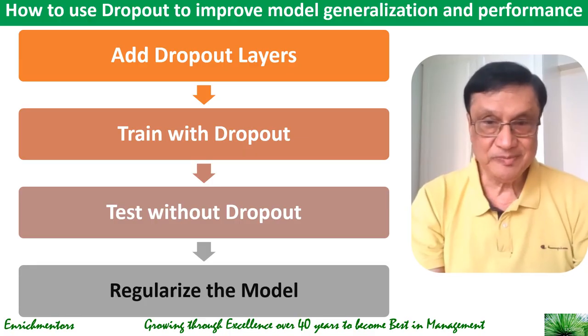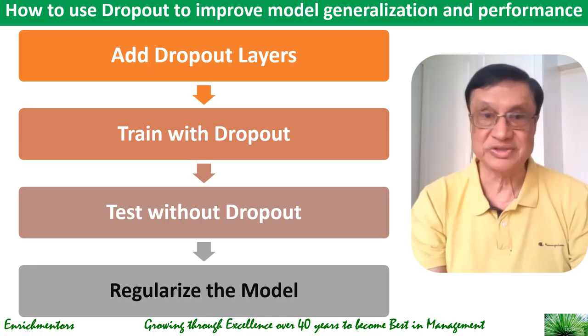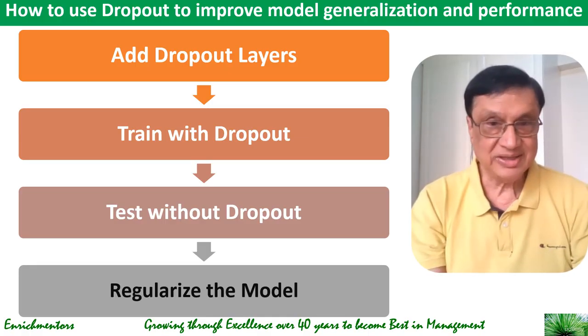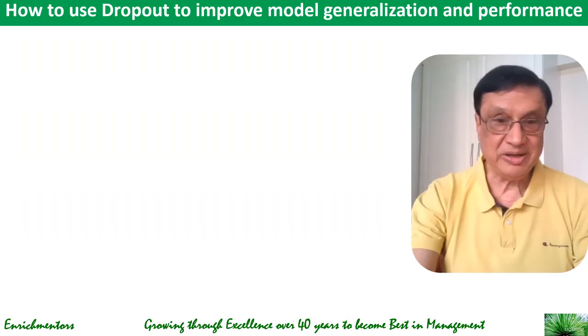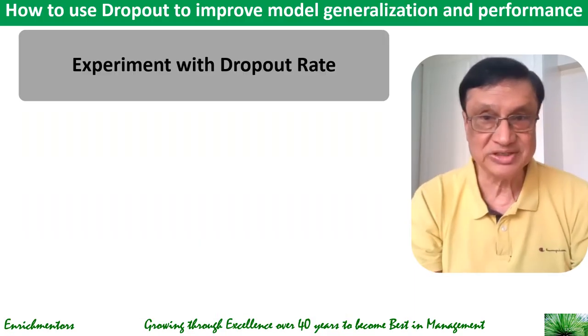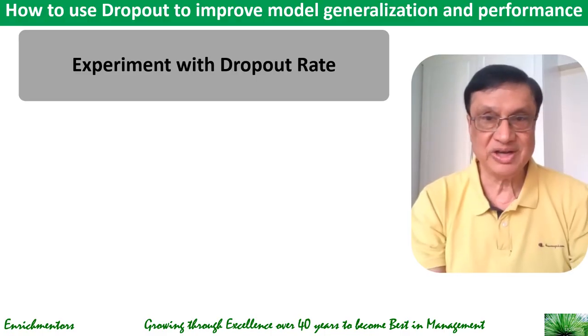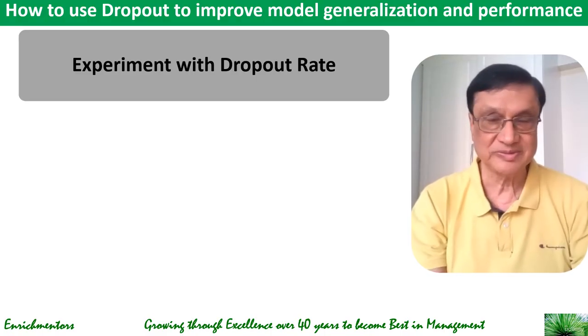By dropping neurons during training, dropouts prevent the network from relying too heavily on specific neurons or features, encouraging the network to learn more robust and generalizable representations. And then you experiment with dropout rates. You experiment with different dropout rates to find the optimal balance between regularization and model performance.